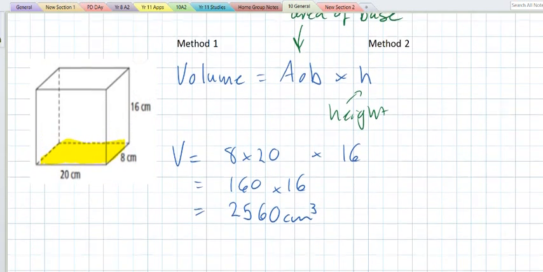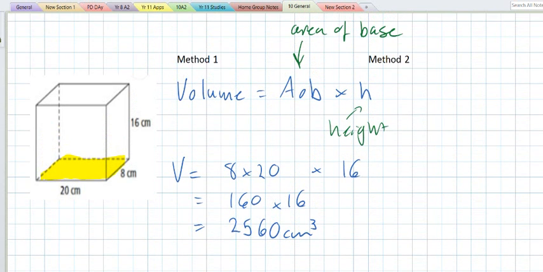Apparently. Now, notice the units I'm using. With area, we were using squares. And here, Bradley, we're using cubes.